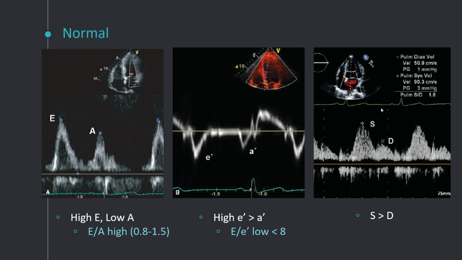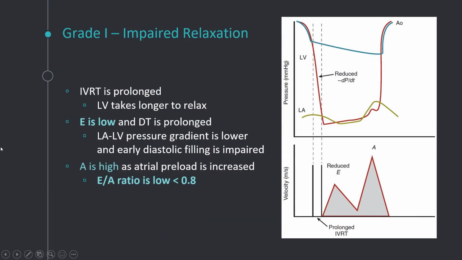If you look at the pulmonary vein Doppler signal, as I said, the S wave and the D wave, the S wave is usually higher than the D wave, or they're almost equivalent, but the D wave should not be higher than the S wave. This is how normal looks. Now that we know how normal looks, what happens if you start to have some diastolic dysfunction?